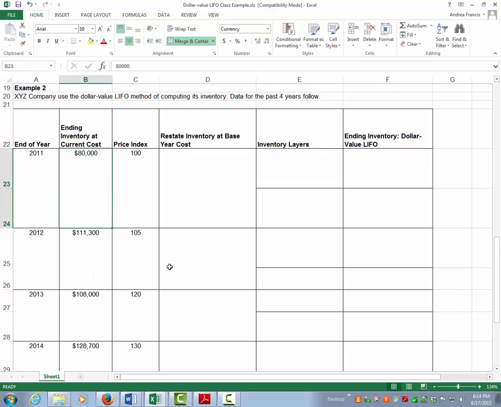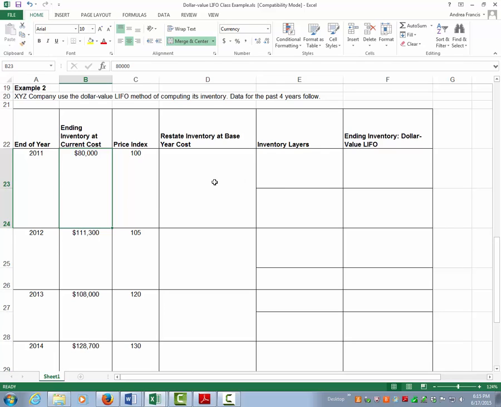Now remember, we are trying to calculate ending inventory using dollar value LIFO. And so you might say, well, there's already an ending inventory number here. That's correct, but we have to account for the fact that there's inflation, and we also have to account for the fact that LIFO always assumes that the earliest years of inventory are left behind. So we can't just assume that this number is from 2012. It may even be that part of it is from 2011.